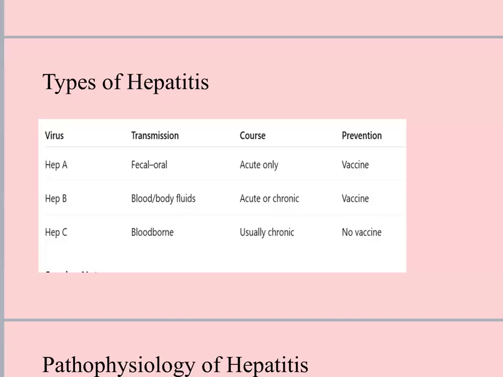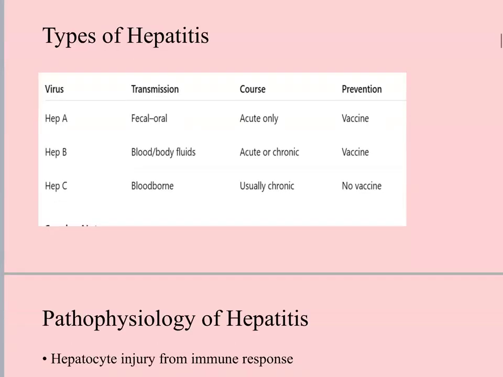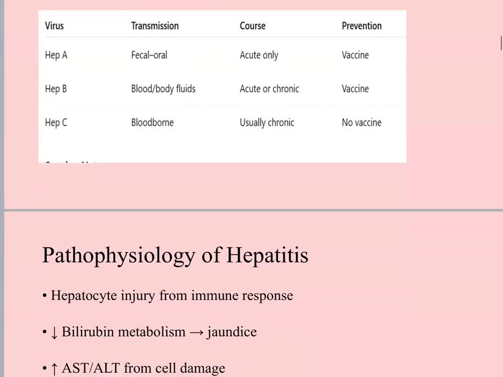And then Hep C is the one that I think most people think of hepatitis as being only Hep C, and that is bloodborne transmission. And it is usually chronic. There is no vaccine for it, but luckily it is treatable now. So we'll discuss more of that a little later in the lecture.